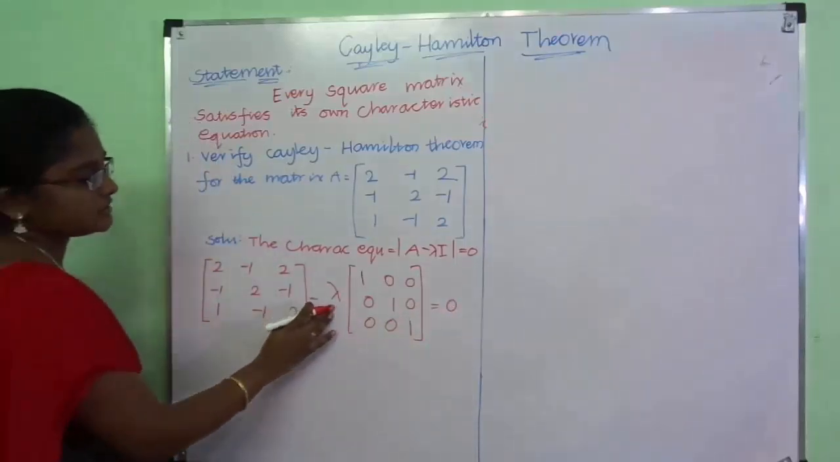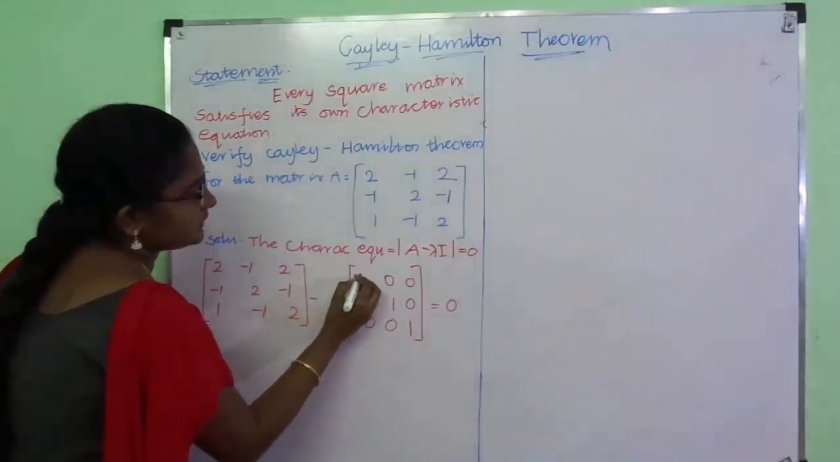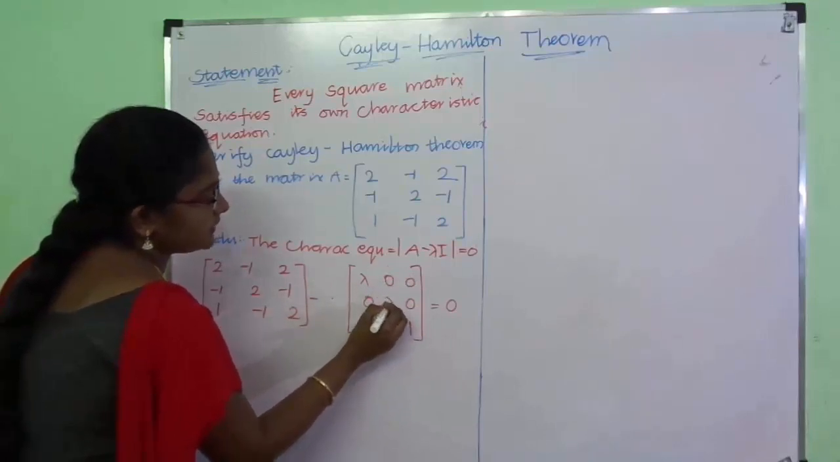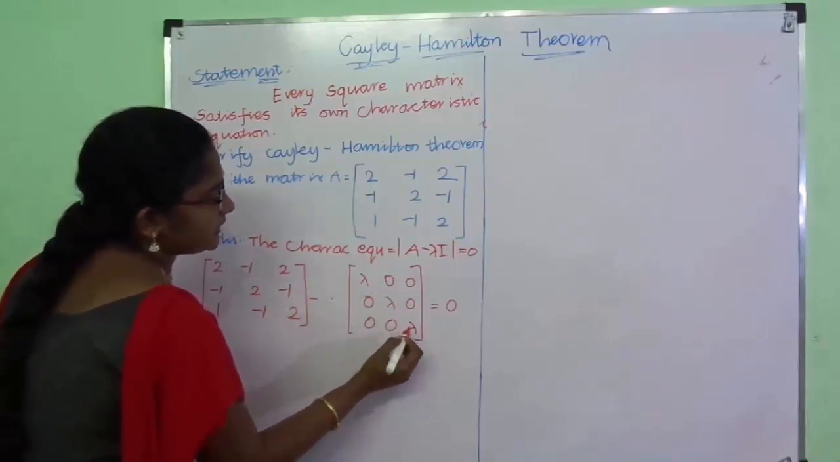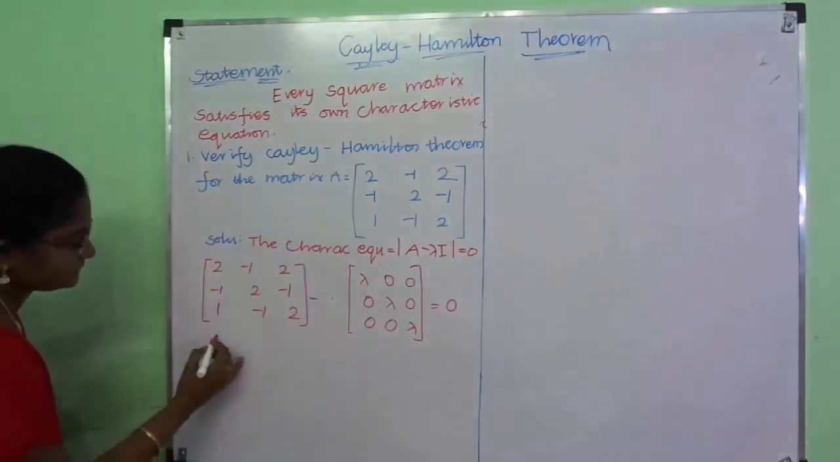See here, I am going to substitute the lambda inside this matrix directly. 1 into lambda, you will get lambda. 0 into lambda will be 0. So, leave it. 1 into lambda, lambda, and 1 into lambda, lambda. Now, we are going to substitute lambda I from this matrix.